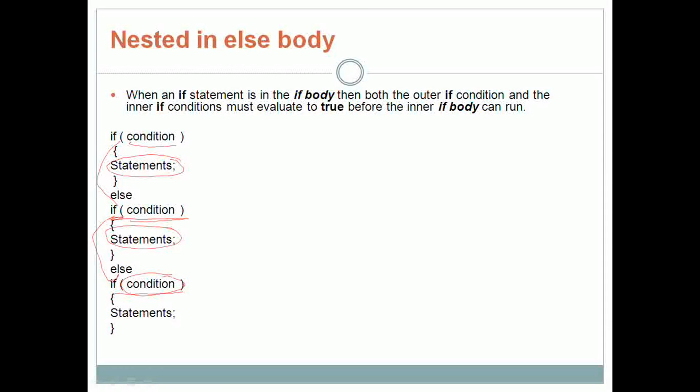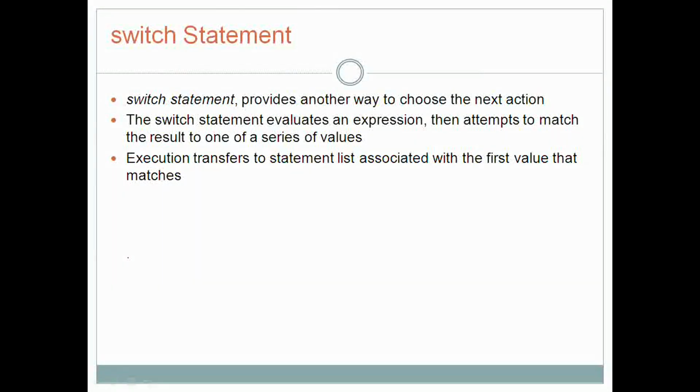If the first condition is false, then it evaluates the second condition. If the second condition is false, it evaluates the third condition. Based on that, it will execute a number of statements. Now there is another control statement called the switch statement. Switch statements provide another way to choose the next action.